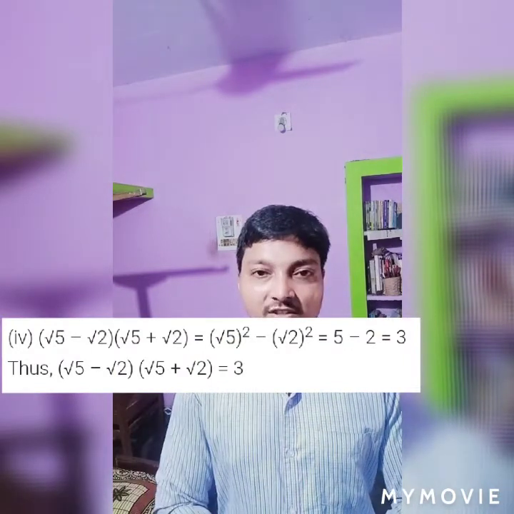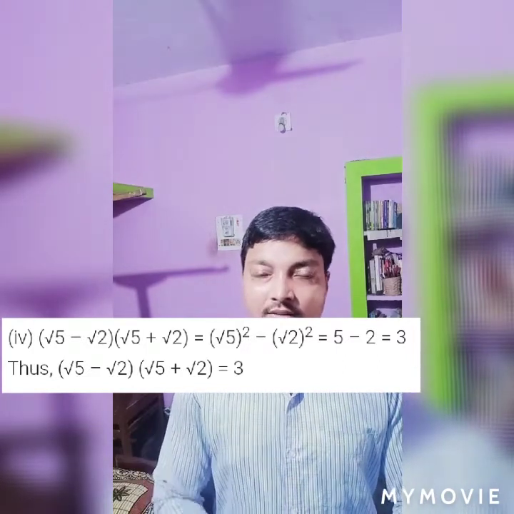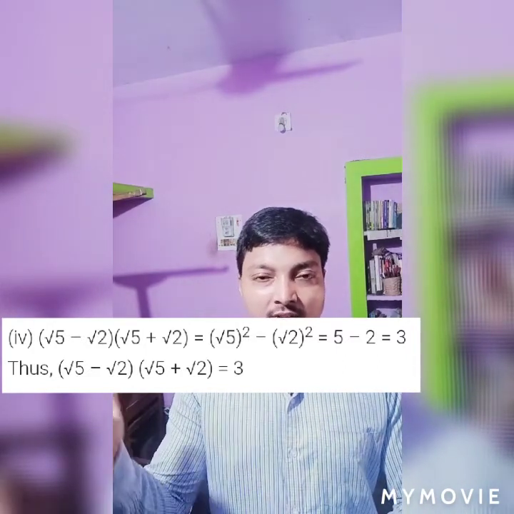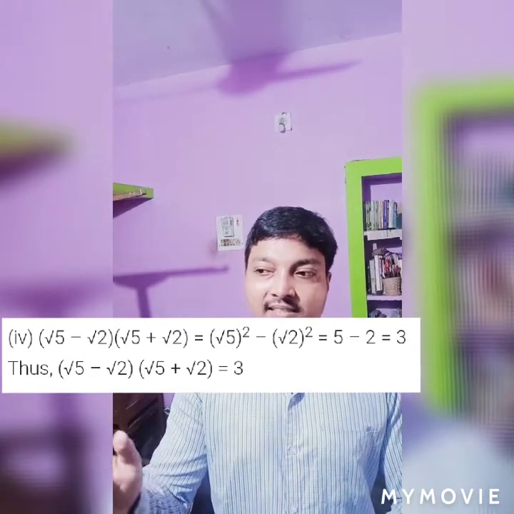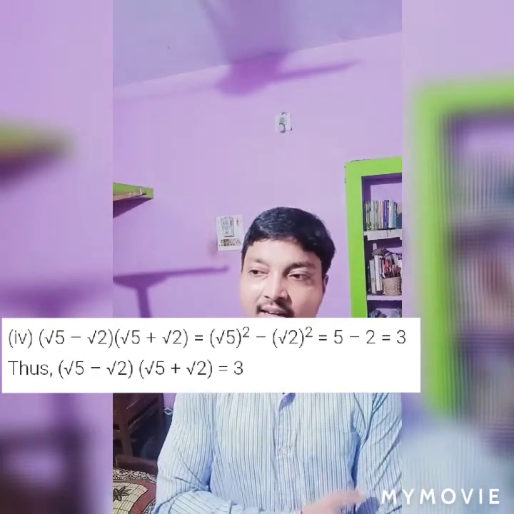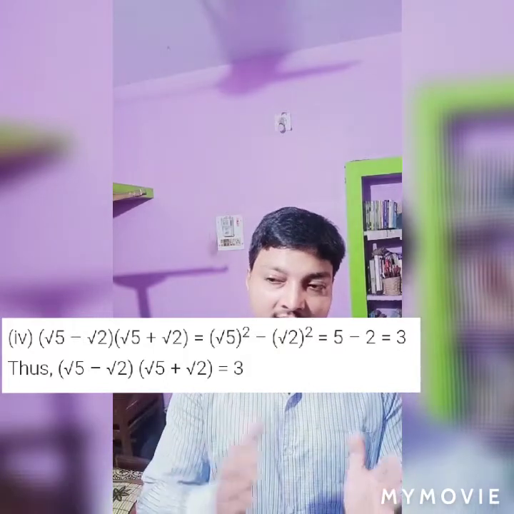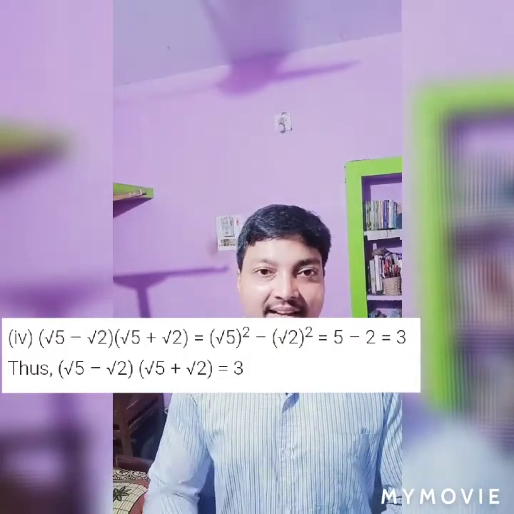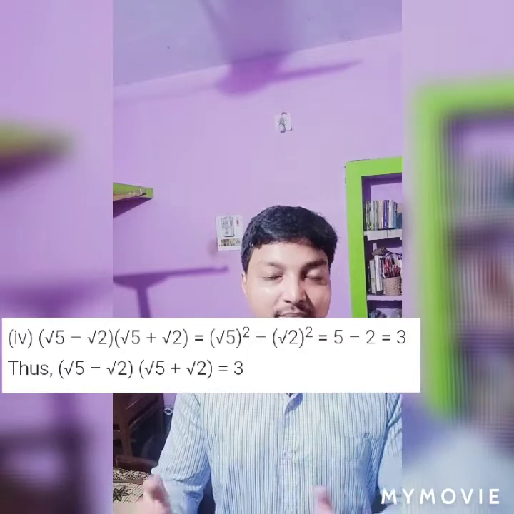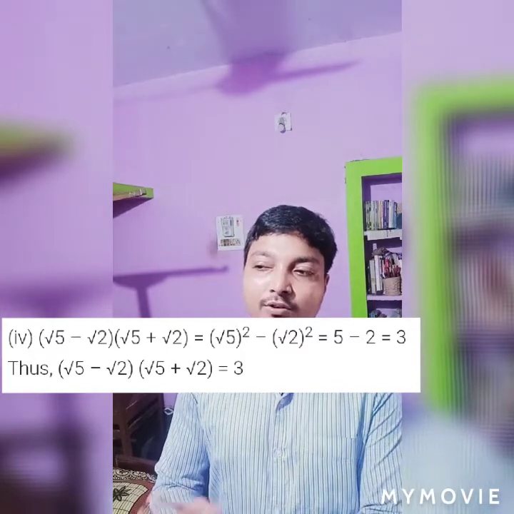The next one given is root 5 minus root 2 and root 5 plus root 2. See, in both factors the first term is the same as the first term of the other factor, and the second term is the same as the second term of the other factor, but in between here it is the plus sign, there it is the minus sign. It means it is in the format (a plus b) whole into (a minus b), whose formula is equal to a square minus b square.